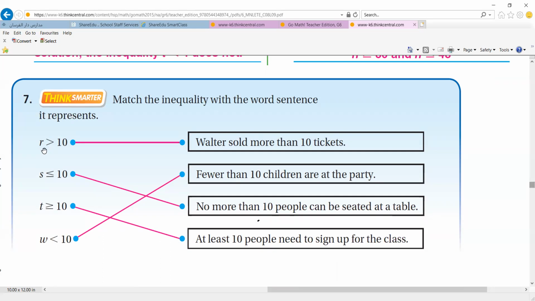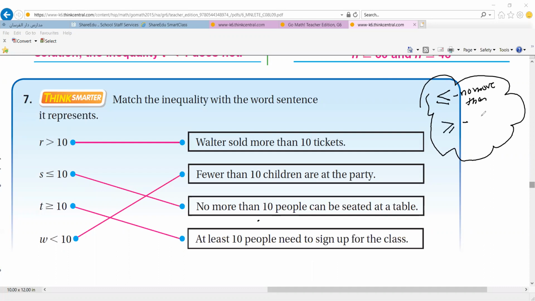Next, S less than or equal to 10. Either I will read S less than or equal to 10, or I will read S is no more than 10. Girls, you need to remember. If you want, we'll make a cloud so that you can write it down in your textbook so that you remember. If you see this, it is no more than. If you see this, that means at least. And this you know is more than, and this you know is less than.